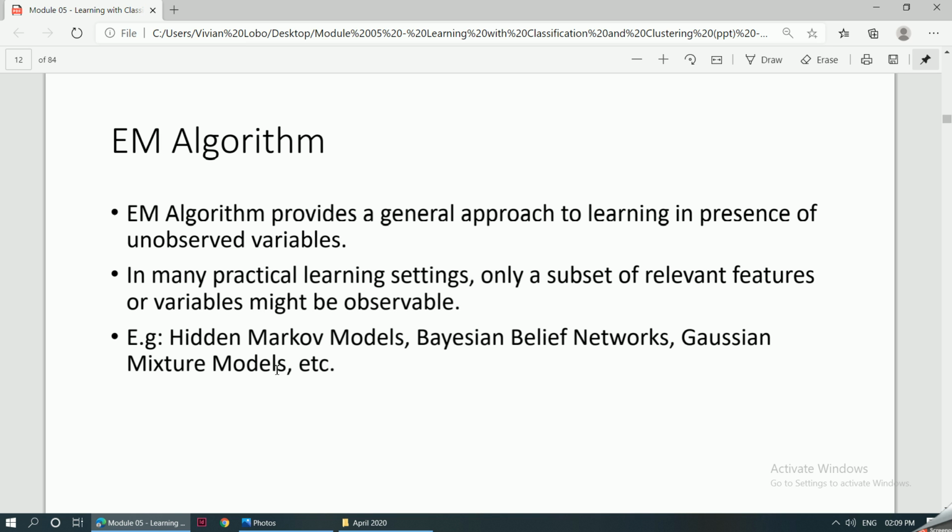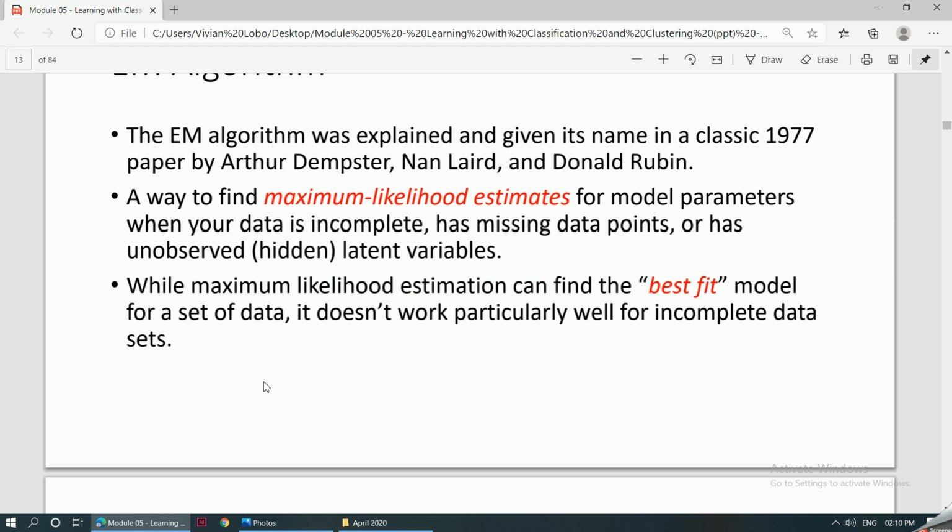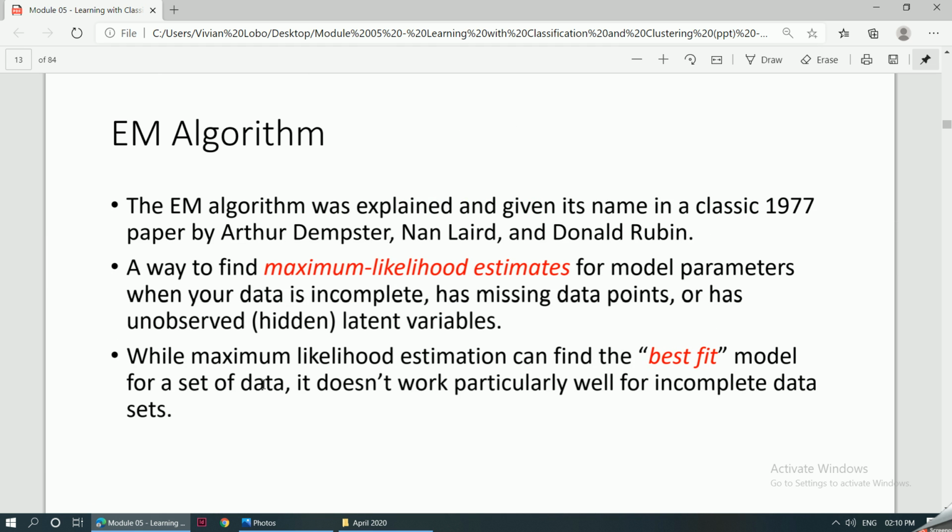So as we all know, if only a certain set of variables are available and others are hidden, it leads to inconsistencies. Some of the examples that fall under the category of EM algorithm are HMM, Bayesian belief network, and Gaussian mixture models, GMM. We have also seen this particular information in our previous video session.